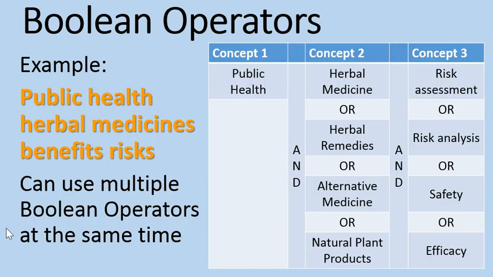In our example of herbal medicine in public health, we might organize our terms with the use of Boolean operators. If we have equivalent terms, we can use the Boolean operator OR, and then if we have different concepts, we want to use the Boolean operator AND. So notice you can use multiple Boolean operators at the same time.